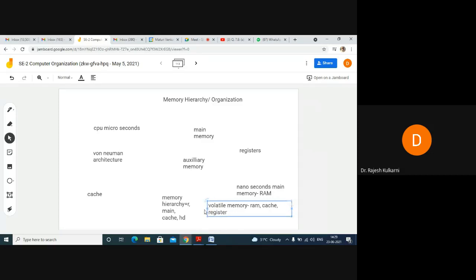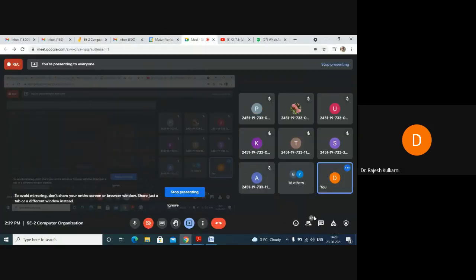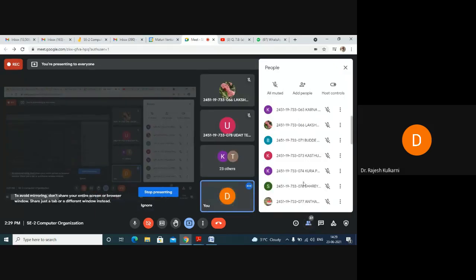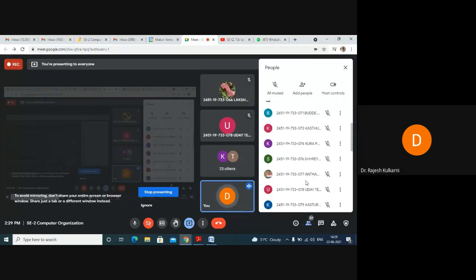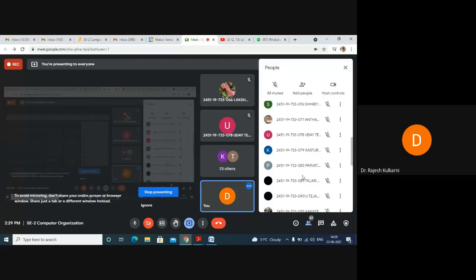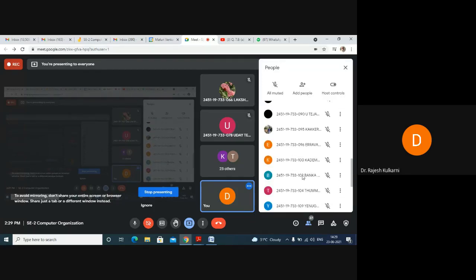Who will tell me the meaning of volatile memory? Anybody wants to speak out? Roll number 73, can you tell what is a volatile memory? Roll number 100, can you tell what is a volatile memory? At least you tell me, are you listening to me? Put in the chat window yes, so that I'll be confident and I can go further.